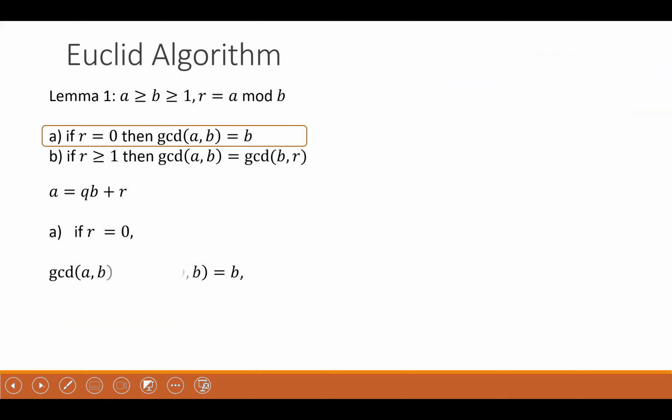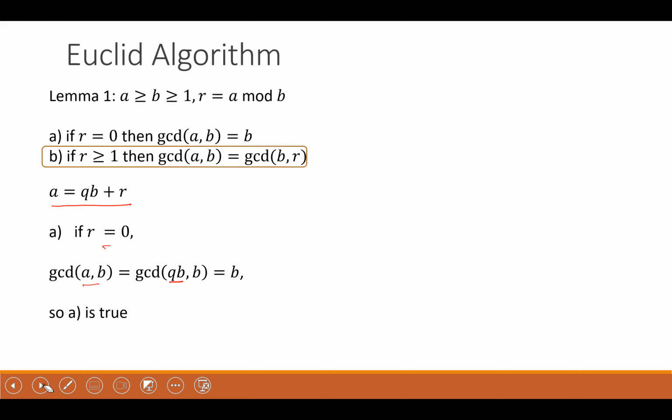The first one I think is pretty obvious. If R is equal to 0, I can write A as equal to QB plus 0, which means it's simply written as Q times B. The greatest common divisor of these two numbers is B because it cannot be any larger than that. B is the greatest divisor of itself. So case A is kind of obvious. If there's no remainder, B is the greatest common divisor. That should make sense.